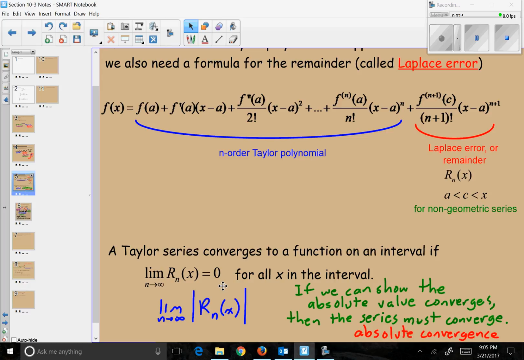then my infinite Taylor series will converge to the function for whatever our interval is for x. And generally speaking, in order to make our math a little bit easier, we try to do this with the absolute value of our remainder. Because if we can show the absolute value of the remainder converges, then the entire series must converge even without the absolute values. And it's a concept that's known as absolute convergence.